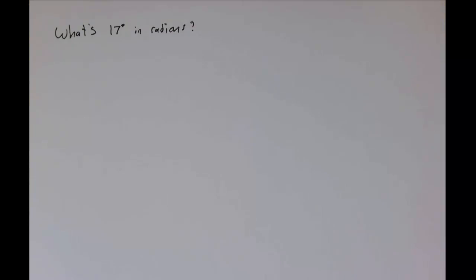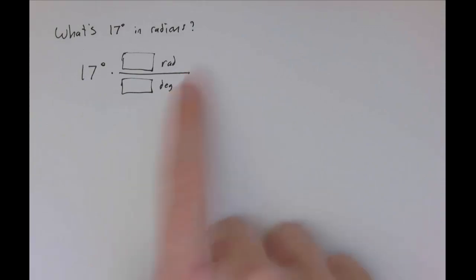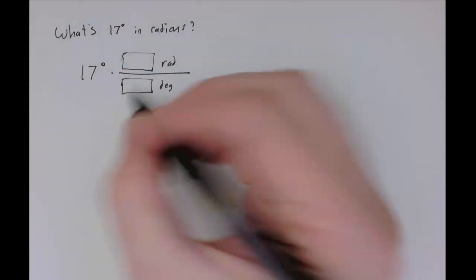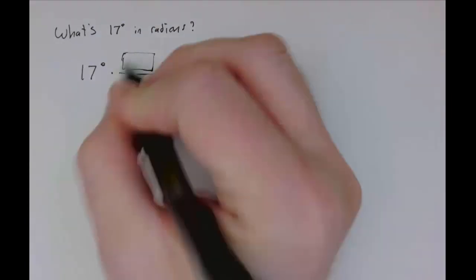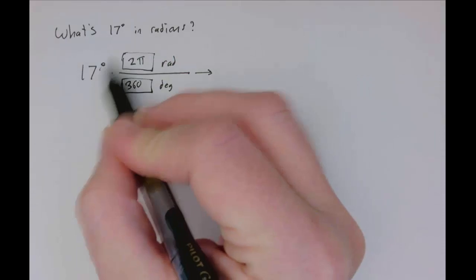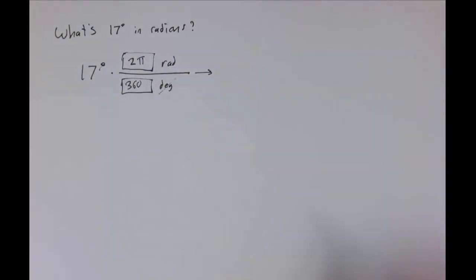So if you wanted to know what 17 degrees is in radians, it's just a basic unit conversion. You could set it up the same way that you would any unit conversion. You've got 17 degrees and you want to multiply it by some number of radians divided by some number of degrees, where those are the same. So I know that in 360 degrees, there are 2 pi radians, and that's going to give me the unit conversion, because the units of degrees are going to cancel with the units of degrees, and that'll give me radians. So that's something that you could do anytime.